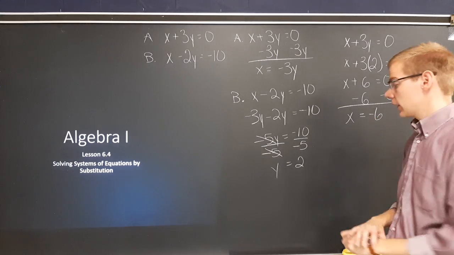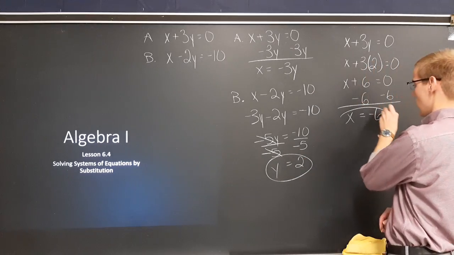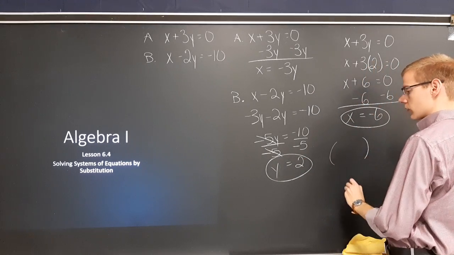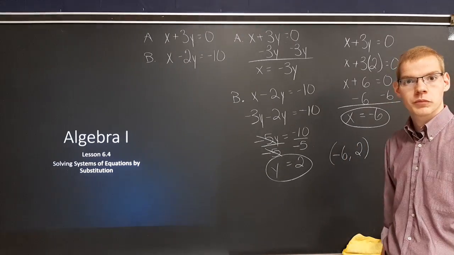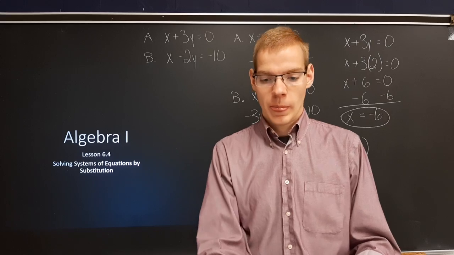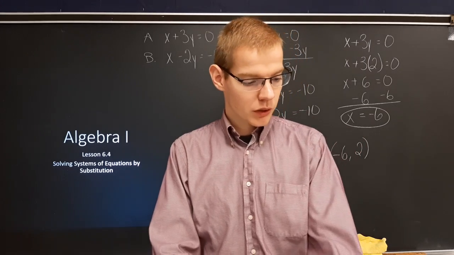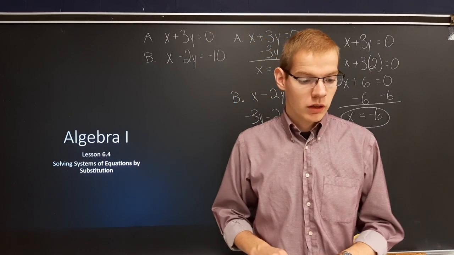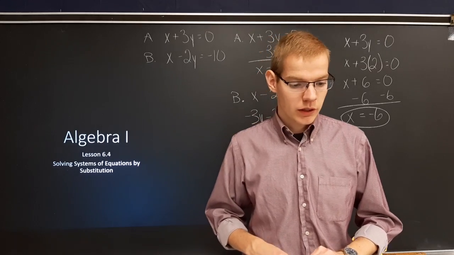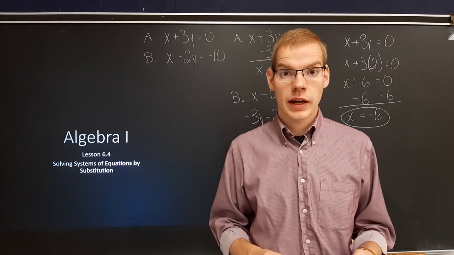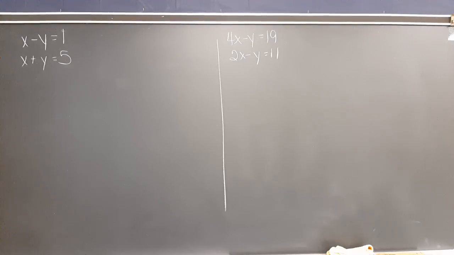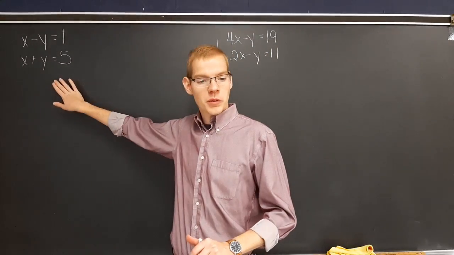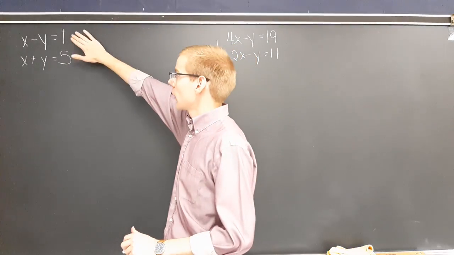So our coordinate now is this and this. The answer is x comes first, negative 6 and 2. So if we go on to number 1 in our book, let's do that one. x minus y equals 1 and x plus y equals 5. This is number 1 in your book. Let's label them A and B.